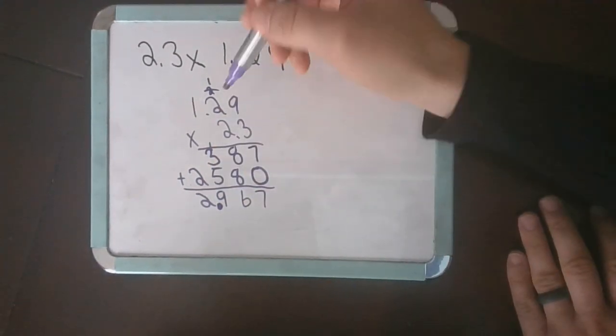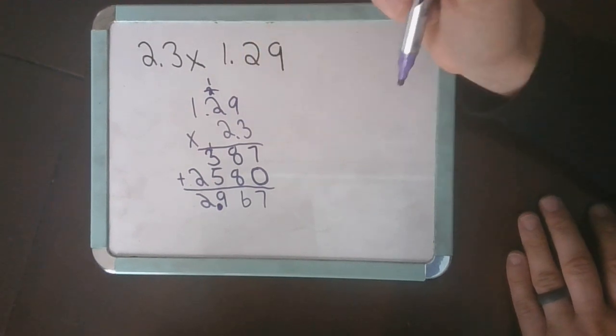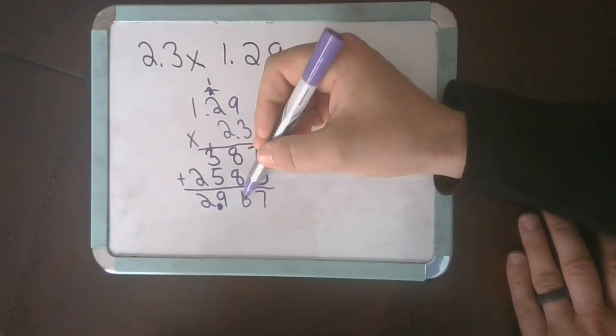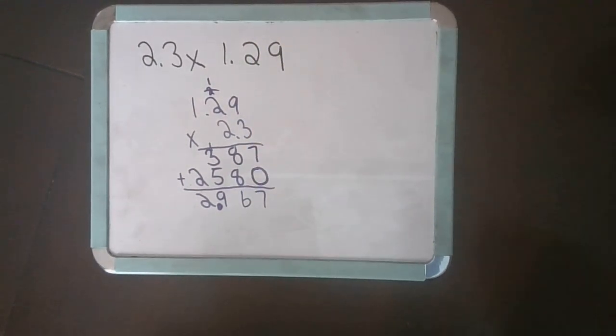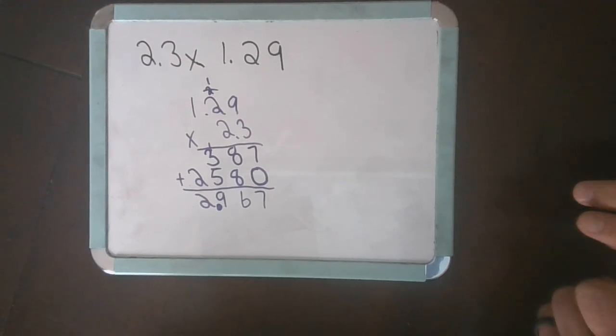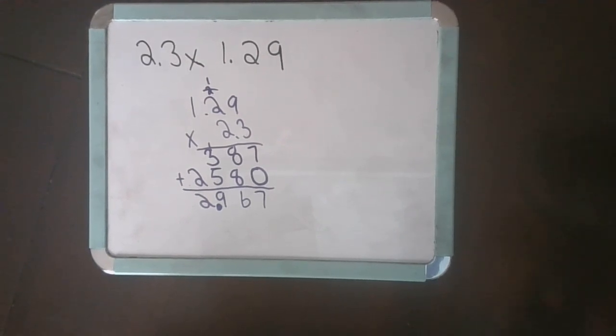Now my cheat method: there's 1, 2, 3 numbers behind the decimal point in the factors and 1, 2, 3 numbers behind the decimal point in the answer. So I have put it in the correct spot. We're going to take a look at just one more quick example. This time we're going to use a much larger number, see how that works for us.